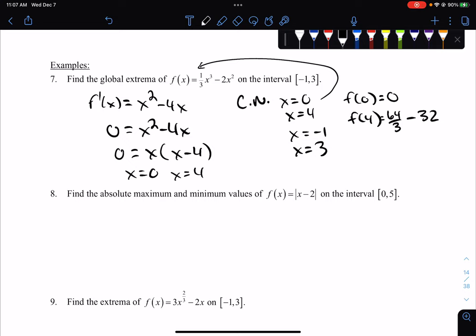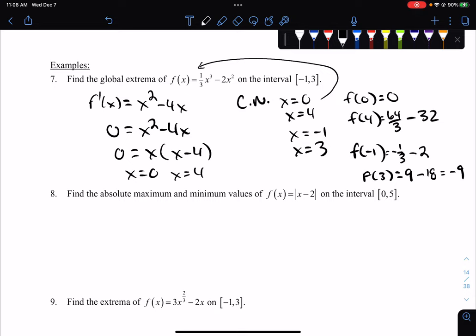X equals -1. So f of -1. When I plug in a -1, I end up with what? -1/3 minus 2. I was right the first time. -1/3 minus 2. And then f of 3 is going to equal 3 cubed is 27 divided by 3 is 9 minus 2 times 9 is 18. So that's going to be -9.